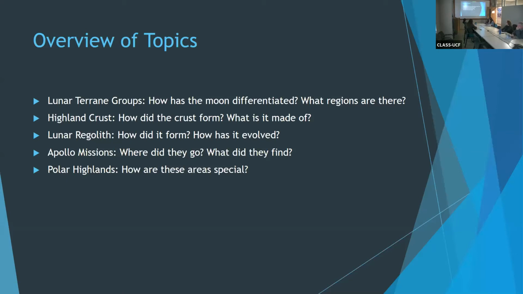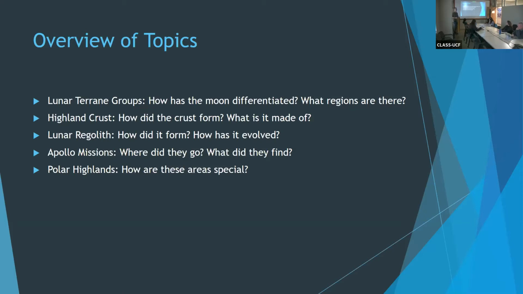So the first topic is the different lunar terrain groups. How is the moon differentiated over time? What regions are there nowadays? Then go more into the Highland crust. How did the crust form? What is it currently made of? On top of the crust, the lunar regolith. How did that form? How has that evolved?